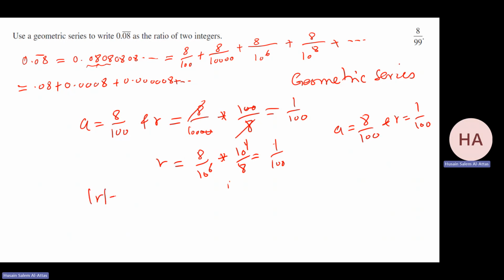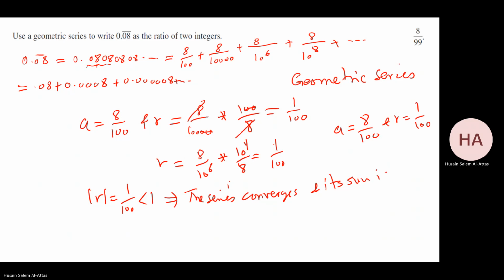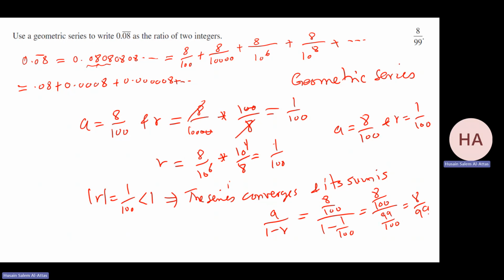The absolute value of R, 1 over 100, is less than 1. So the series converges. And its sum is what? A over 1 minus R. What is A? 8 over 100. What is R? 1 over 100. That will be 8 over 100 over, this is what? 100 minus 1, 99 over 100. That gives me 8 over 99. And that is the answer. Okay.